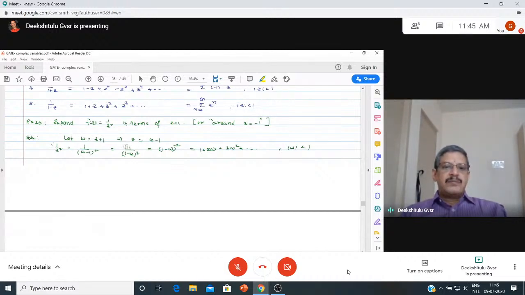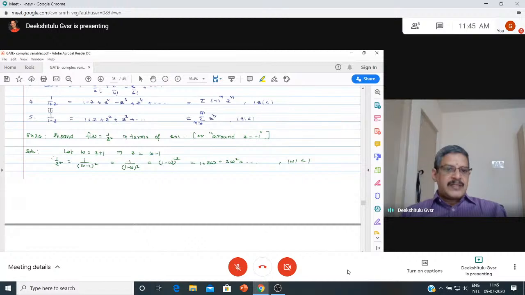So what happens to z now? w minus 1. So now f of z becomes 1 by z square, which is equal to 1 by (w minus 1) whole square. Or you write 1 minus, because the expansion 1 by 1 plus something you know. So this is simply 1 by (1 minus w) whole square, or (1 minus w) whole power minus 2. This is the same as 1 plus 2w plus 3w square, and so on and so forth. And mod w less than 1 is the region of convergence.